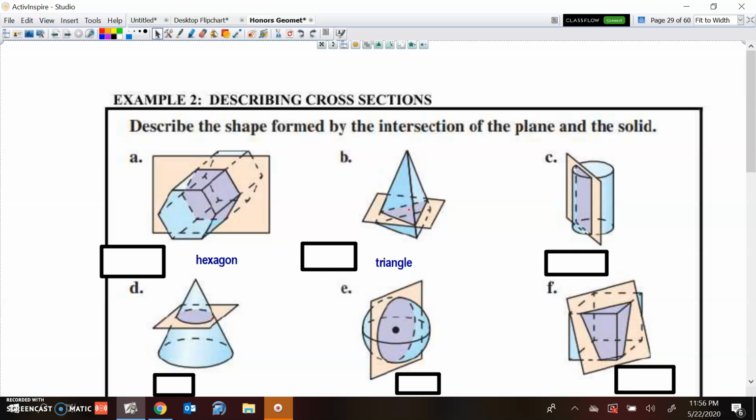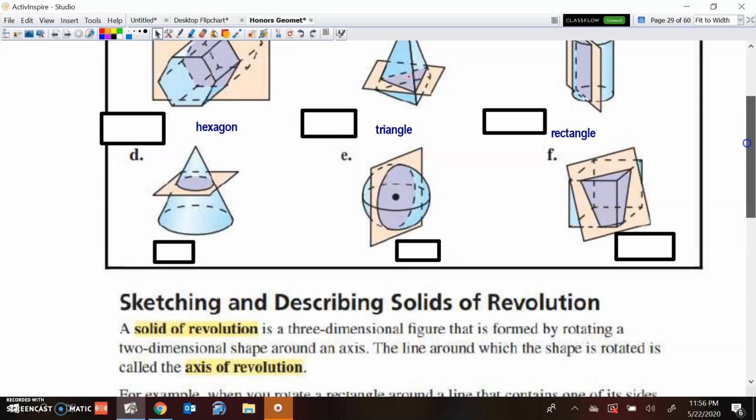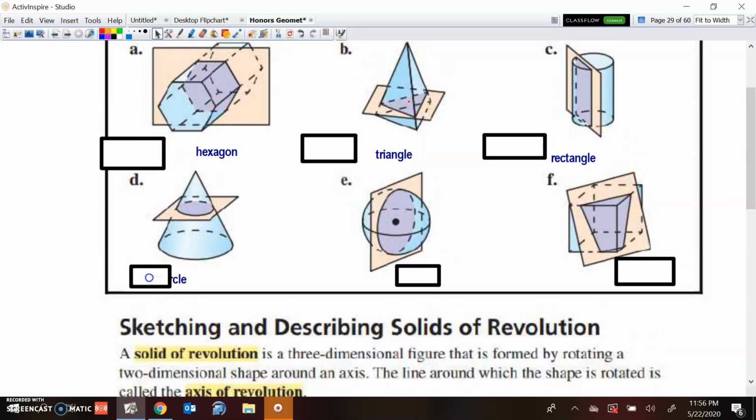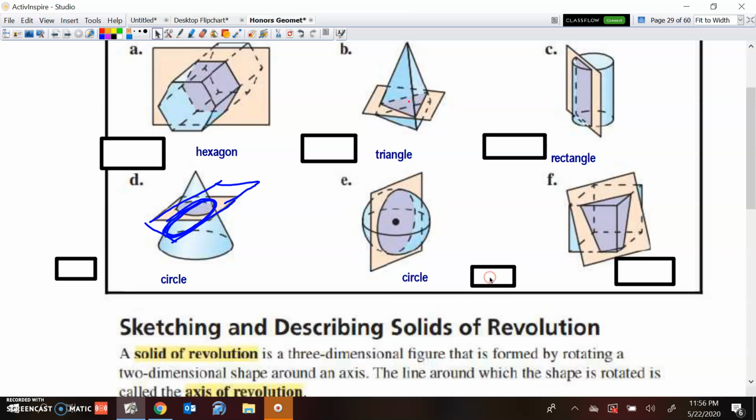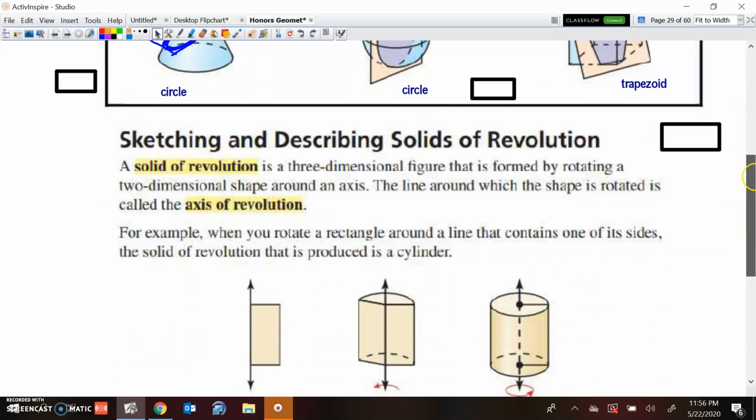Next, if I cut this cylinder, I'm going to get a rectangle. For letter D, assuming that the cut is parallel to the base, it's going to be a circle. If it was angled a little bit, then it would be something different. But anyways, moving on. Here we have cutting a sphere. We get a circle. And cutting this, we get a trapezoid. Okay? All right, just so you get a brief understanding of it.